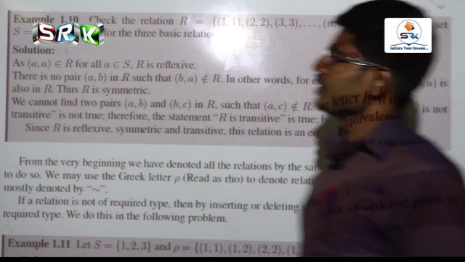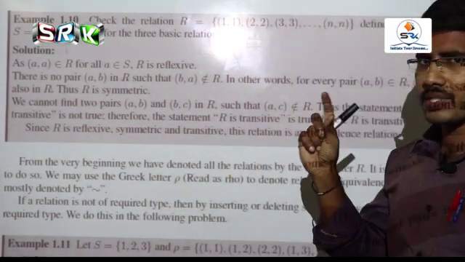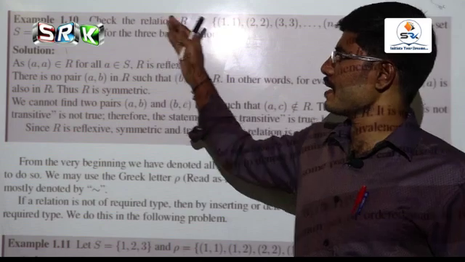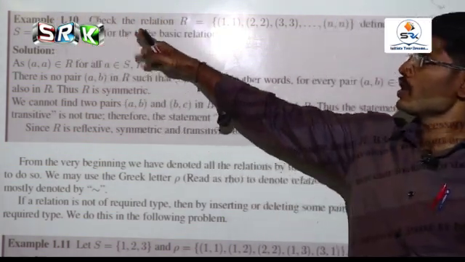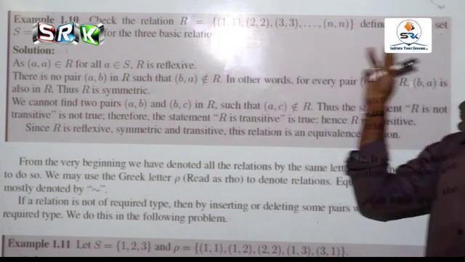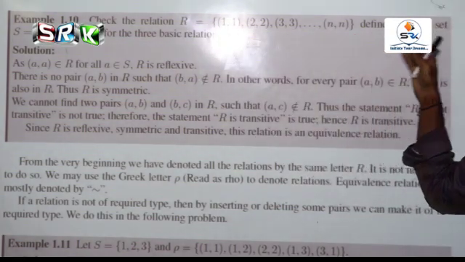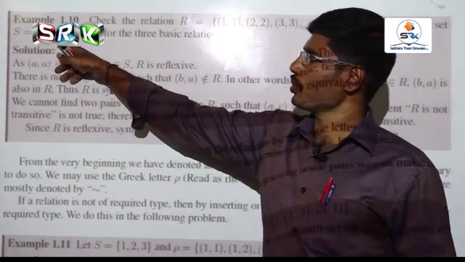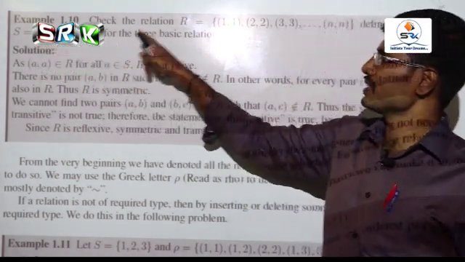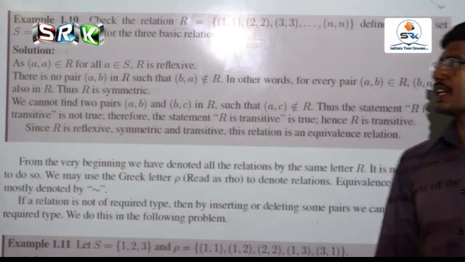Okay, we have seen the types of relations. Based on that, let's look at examples. Basic relations will be considered. Example 1.10: check the relation given the set of ordered pairs. A set is defined as 1, 2, 3 up to n for the 3 basic relations. I am going to check this.